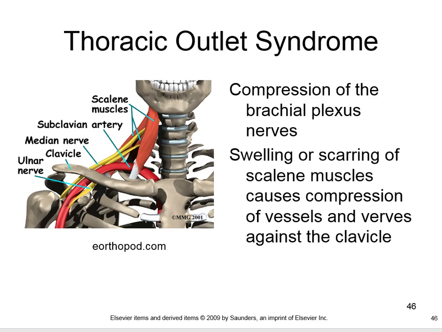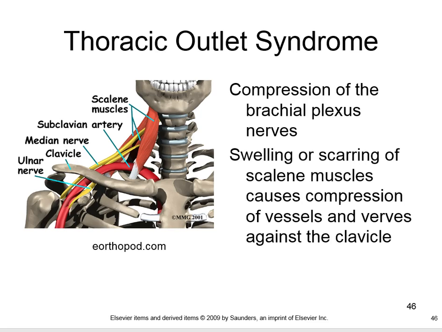Thoracic outlet syndrome. This is a compression of the brachial plexus nerves, a group of nerves that originate from the neck region and branch off to give rise to most of the nerves that control movement in the upper limb. There's swelling or scarring of the scalene muscle, and this causes compression of the vessels and nerves against the clavicle.